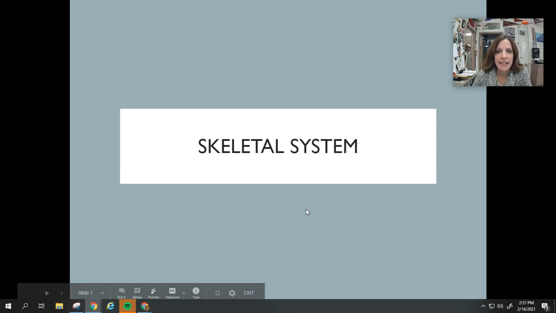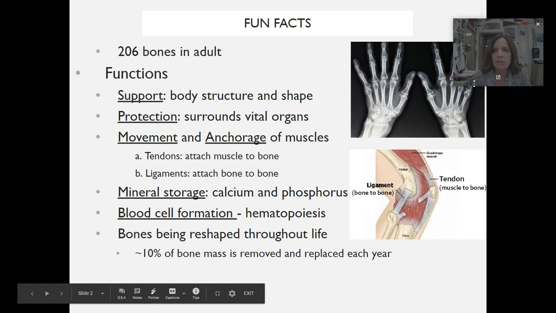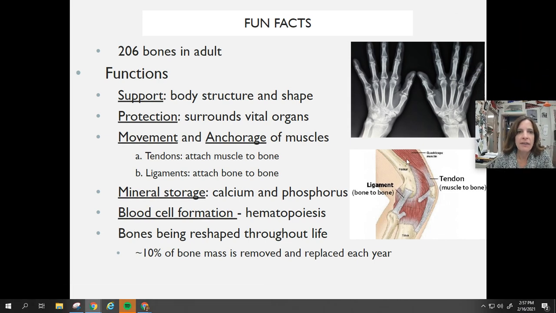Hey everyone, today you are going to learn about the skeletal system. So, just some fun facts: there are 206 bones in adults, and there are actually more in children because the bones fuse. Some functions that you should write down are that they support, so body structure and shape.